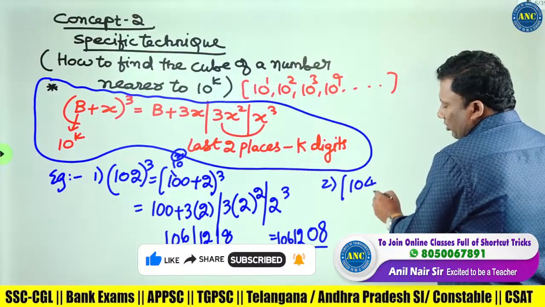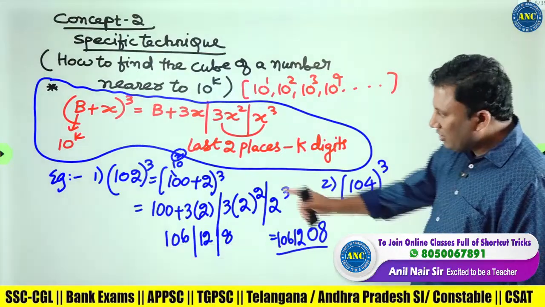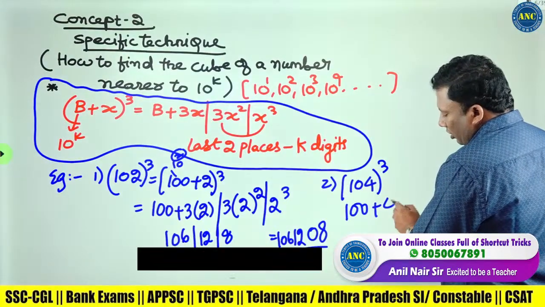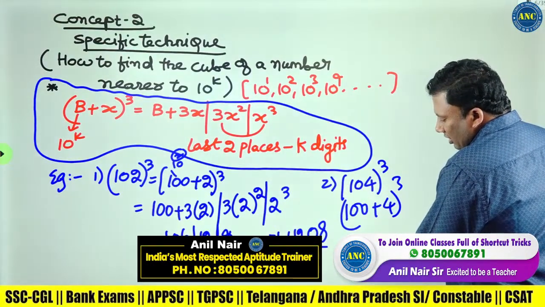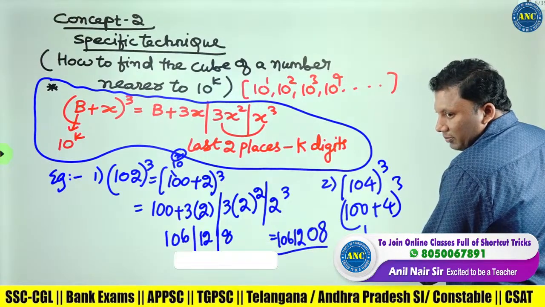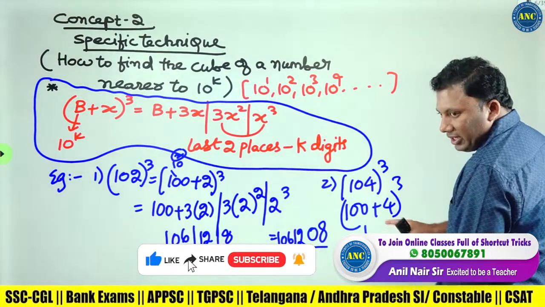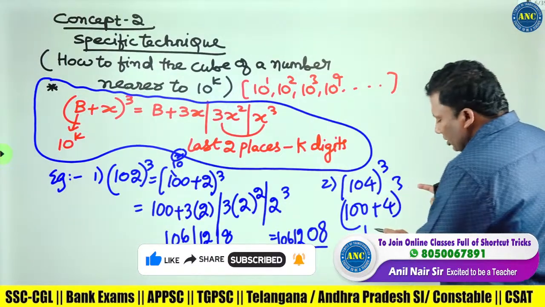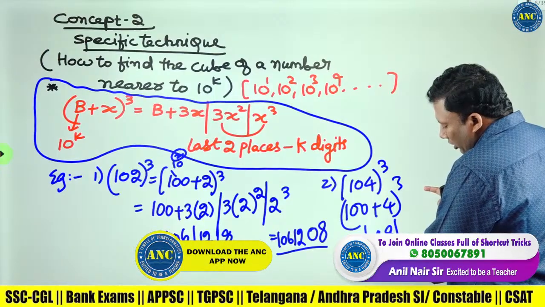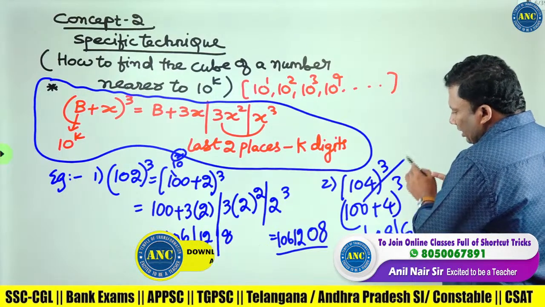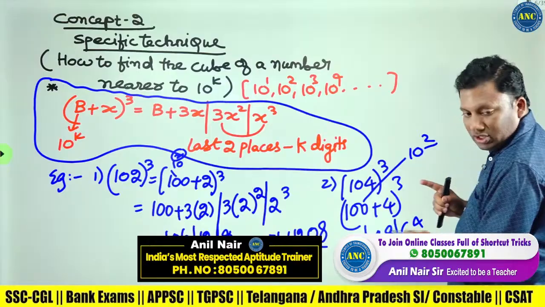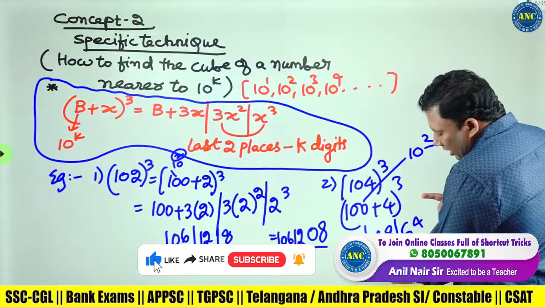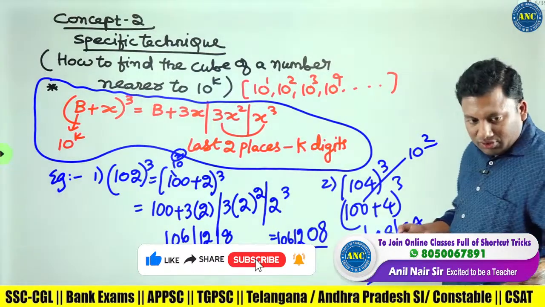104 whole cube. Can you try it out orally? 104 means how much it will be? 100 plus 4. So 100 plus 4 whole cube. 100 plus 3 into 4, 112. Dipti, 112, it is clear. B plus 3x. 3x square, 3 into 4 square. 16 3s are 48. 4 cube, 64. 100 is 10 square. Last two places should be in a 2-digit format. 64 as it is, 48 as it is. Answer is 1124864.